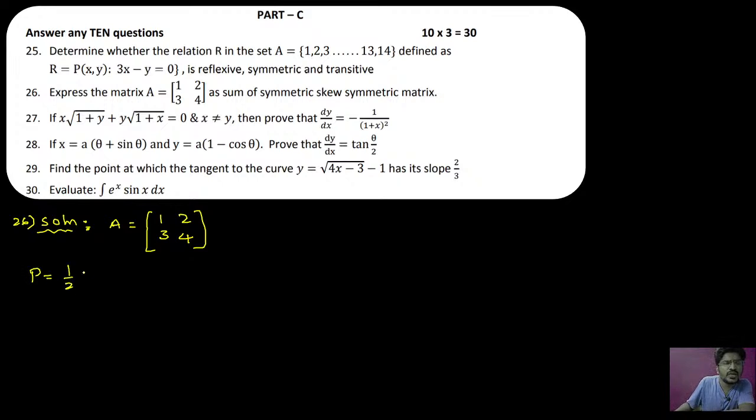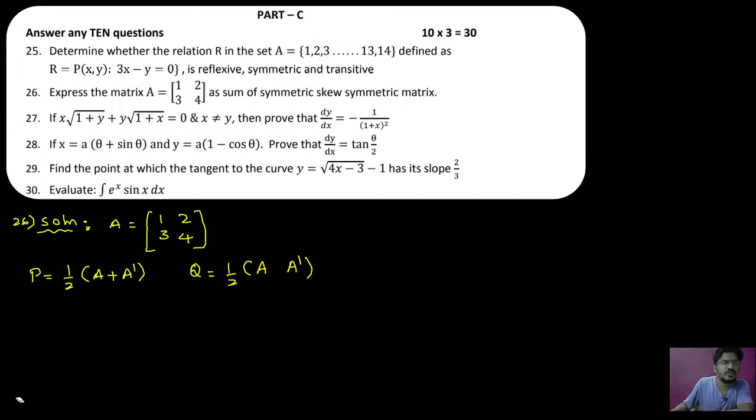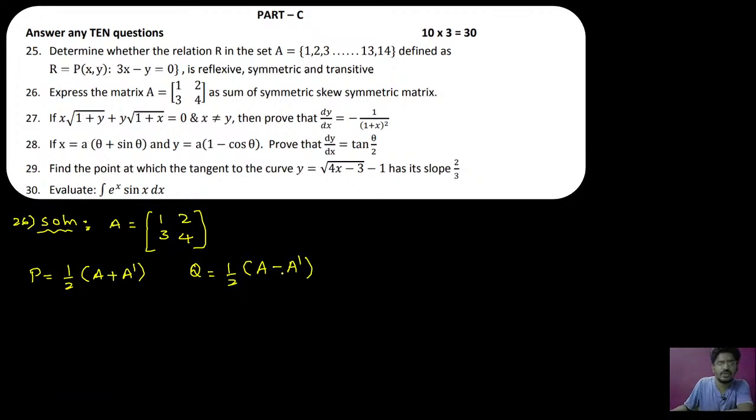So we know that sum of symmetric and skew symmetric is given by the sum of the matrix P equal to 1 by 2 into A plus A transpose and Q equal to 1 by 2 into A minus A transpose. Here only you can write A transpose, that will be 1 2 3 4. So this is transpose matrix of A.